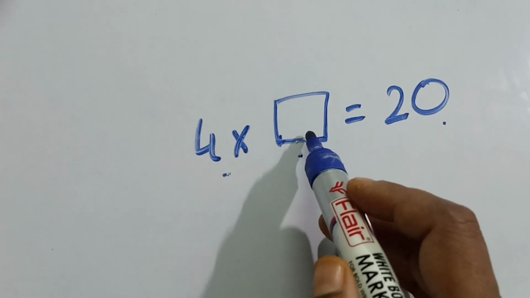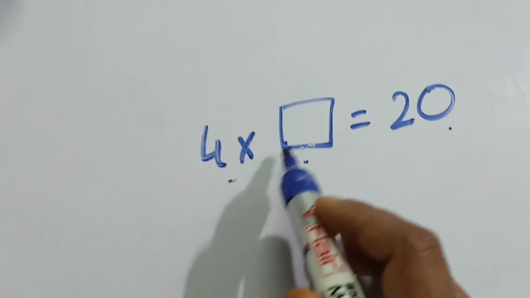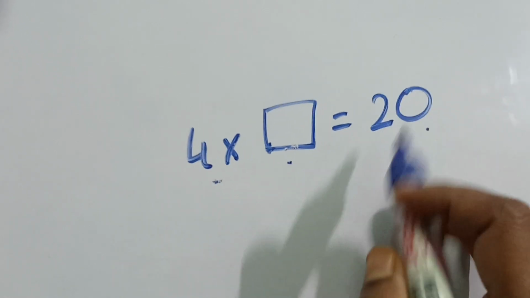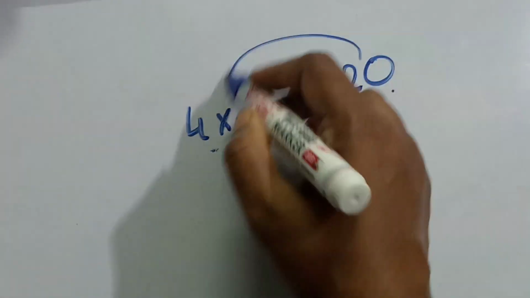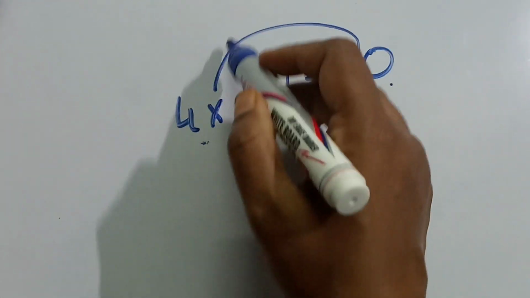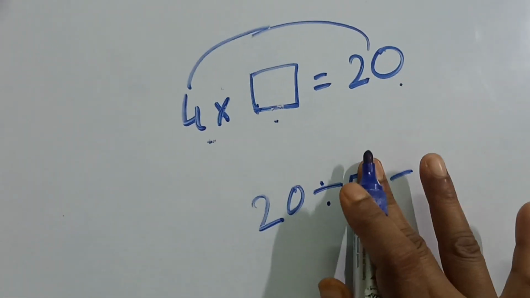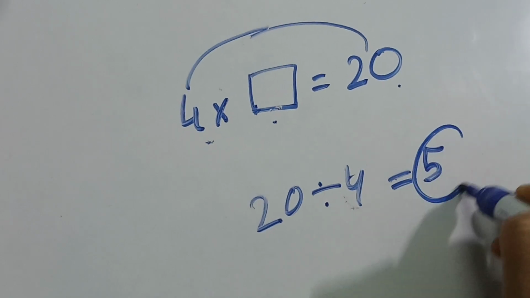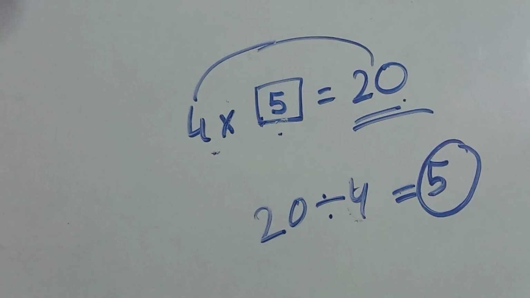You tell me how will you do? By what number will you multiply this 4 to get 20? So, definitely, children, what we are doing? You are dividing this 20 by 4. Okay. So, 20 and 4 when you divide, you will get, yes, 4 5s are 20. Means you will multiply by 5 to get 20.